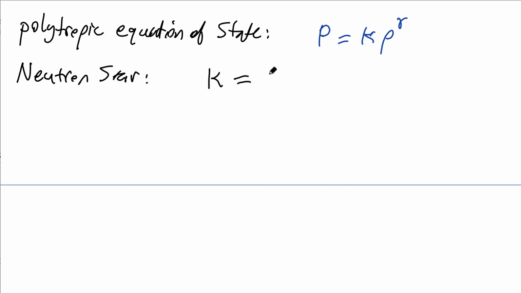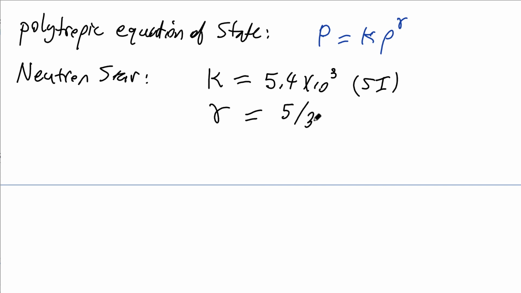We have K is around 5.4 times 10 to the third power. That's in SI units, kilogram, meters, seconds, and so forth. The polytropic index, as it's called, is gamma. You can take to be, say, 5/3. And for a central density, you can take this to be a few times 10 to the 18th, again in SI units, so kilogram per cubic meter.